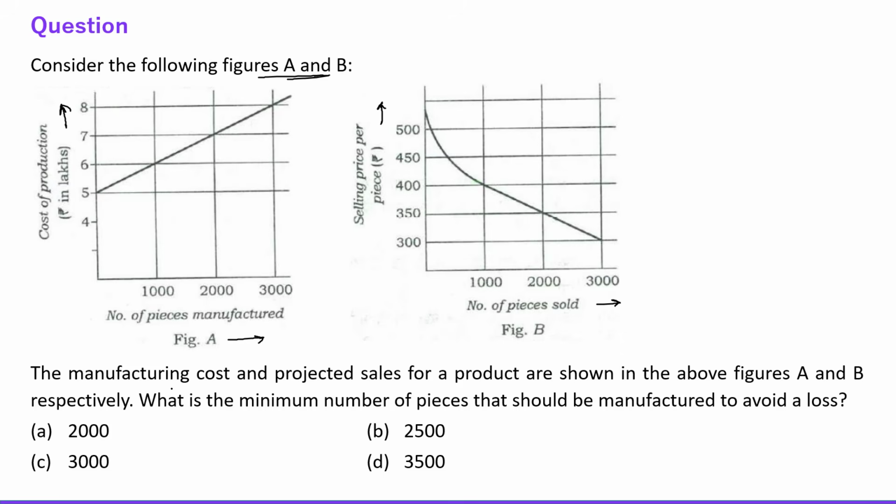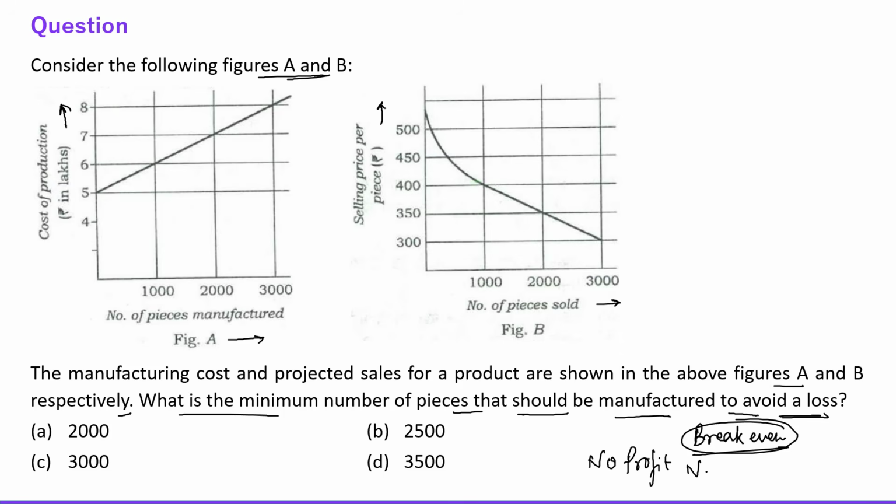So the question is, the manufacturing cost and projected sales for a product are shown in the above figures A and B respectively. What is the minimum number of pieces that should be manufactured to avoid a loss? Avoid a loss means break even. Break even, or you can say no profit, no loss.